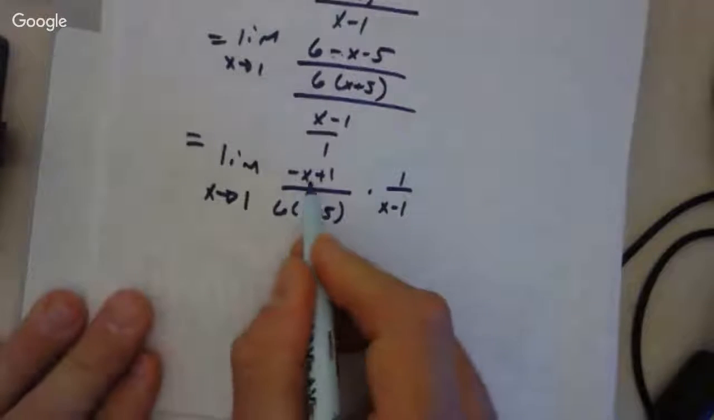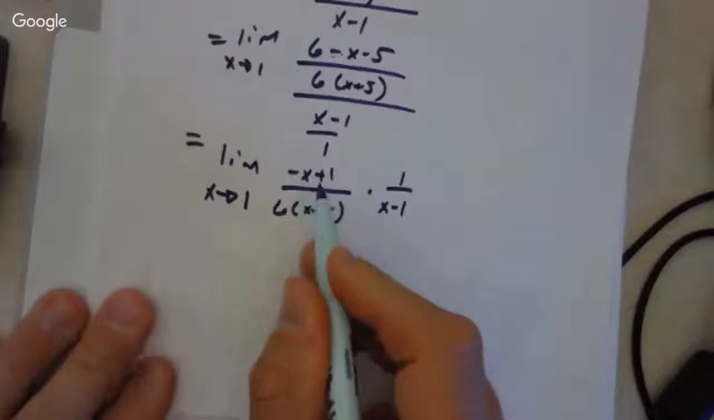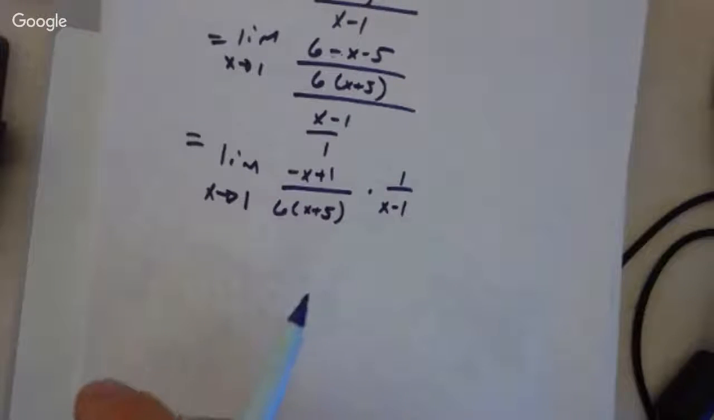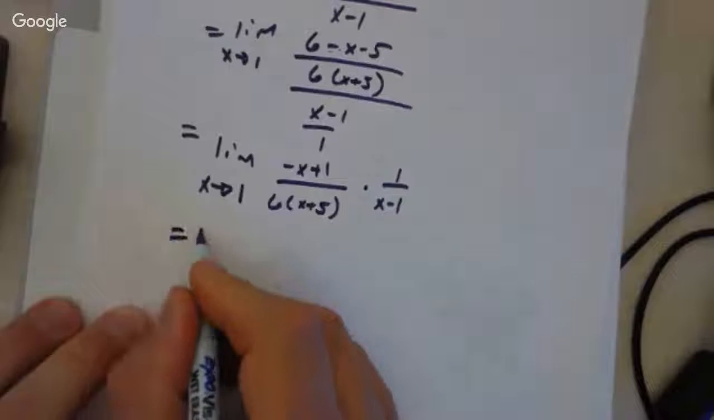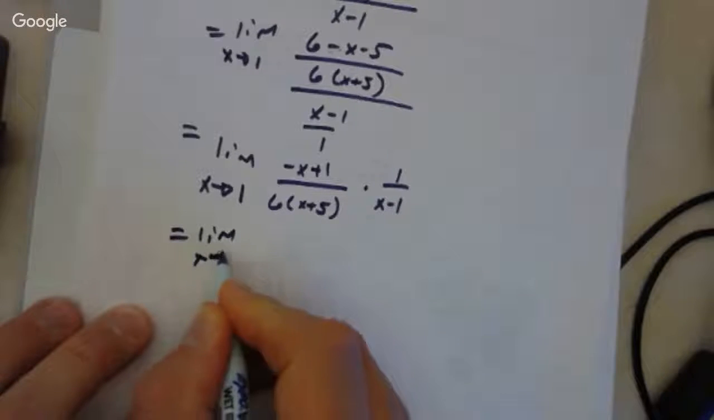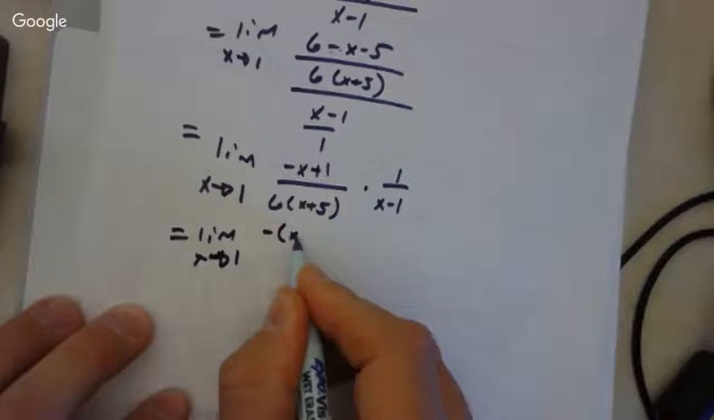Now, I look at this and I say, boy, this is the same thing, except the signs are flipped, which means I need to take out a negative 1. So that's what I do. Limit. And I'm just going through homework questions. I haven't done anything else yet. Negative x plus 1.